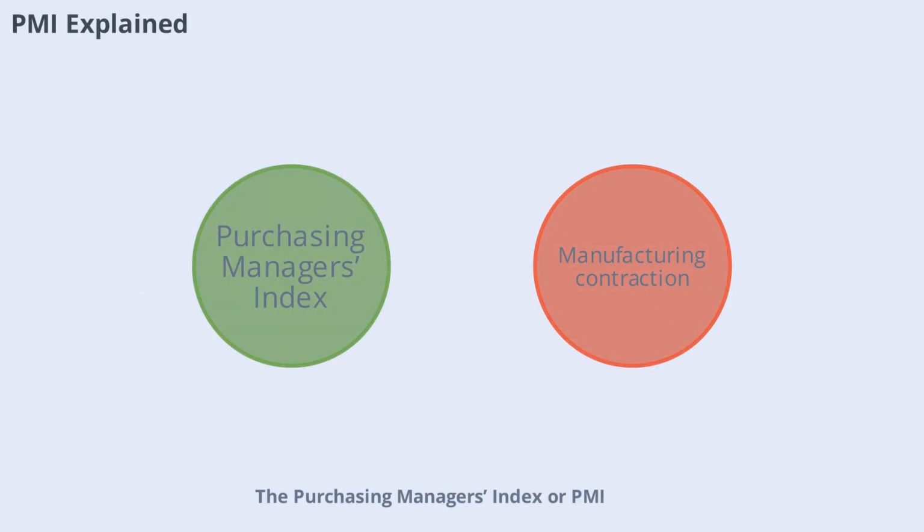Purchasing Managers' Index, or PMI, is a widely used measure of manufacturing activity. It's based on surveys of business leaders who report on new orders, production levels, employment, and other factors. A PMI reading below 50 indicates that manufacturing is contracting, while a reading above 50 means it's expanding. Economists and investors watch PMI closely because it provides early warning of economic shifts. If PMI falls sharply, it's a sign that trouble may be ahead.